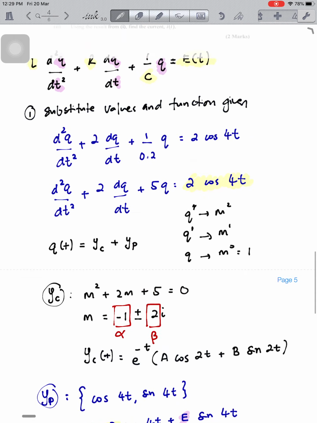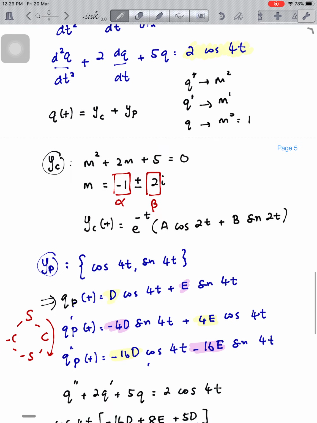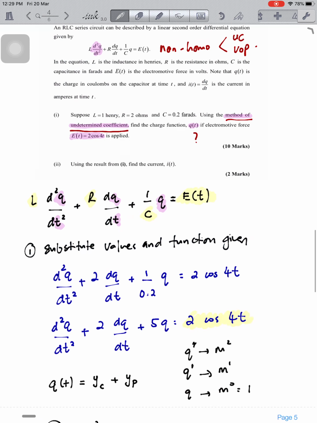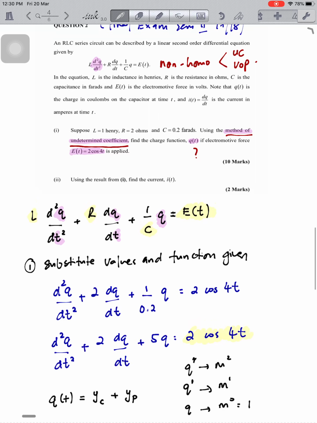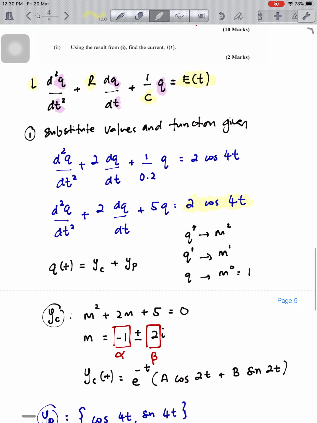So now, if you notice, we have answered the first question, which is find the charge function Q of T. Question number 2 is: using the result from the previous question, find the current I of T. So what is actually the current I of T? What is the relationship between I of T and the charge function? The current is going to equal dq over dt.